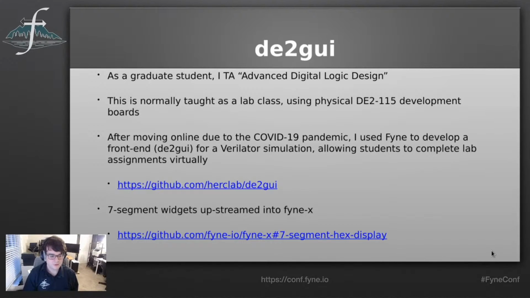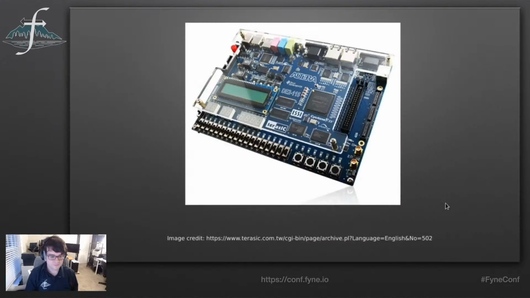All the code that I'm going to show you guys today is open source. You can see the front end on this URL. And additionally, the 7-segment widget that I'll show in a moment is also upstreamed into FyneX, and you can view it at that link. So this is the development board that we normally use to teach the class. This image is taken from the manufacturer's website.